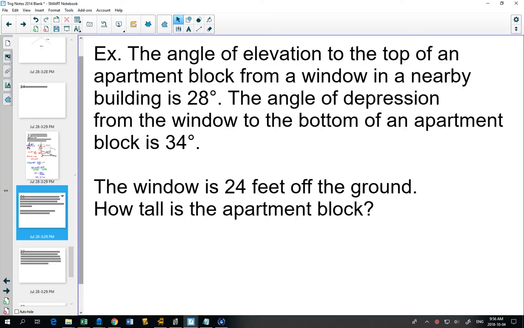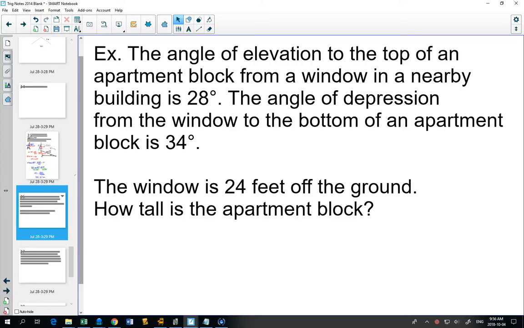The angle of elevation to the top of an apartment block from a window in a nearby apartment building is 28 degrees. The angle of depression from the window to the bottom of the apartment block is 34 degrees. The window is 24 feet off the ground. How tall is the apartment block? So we read a question like this, take a breath, and then we're going to have to read it again and try to draw a picture. So to try to get an idea of the whole thing in your mind, and then see if you can draw a picture of this.